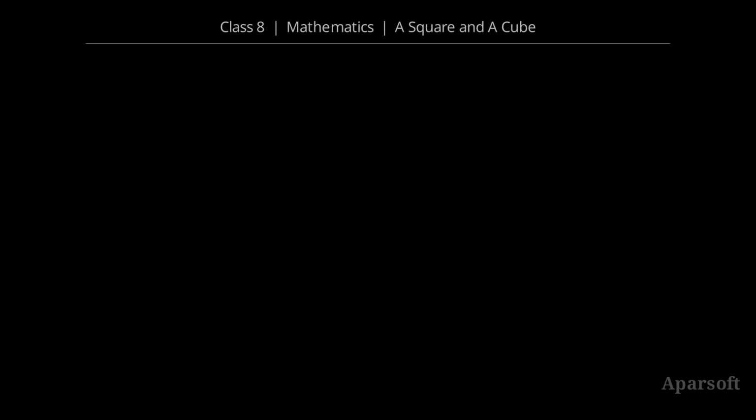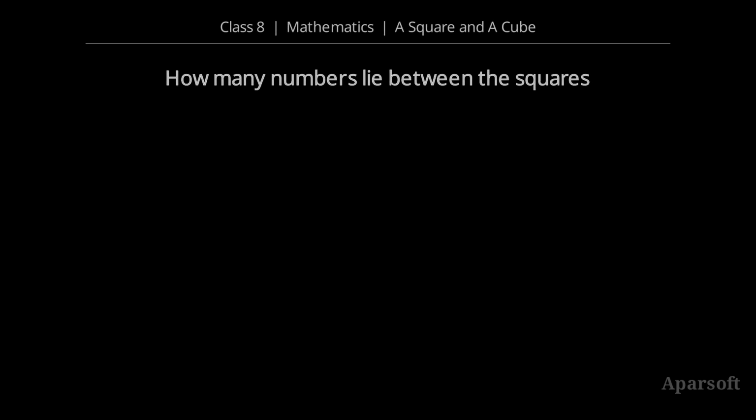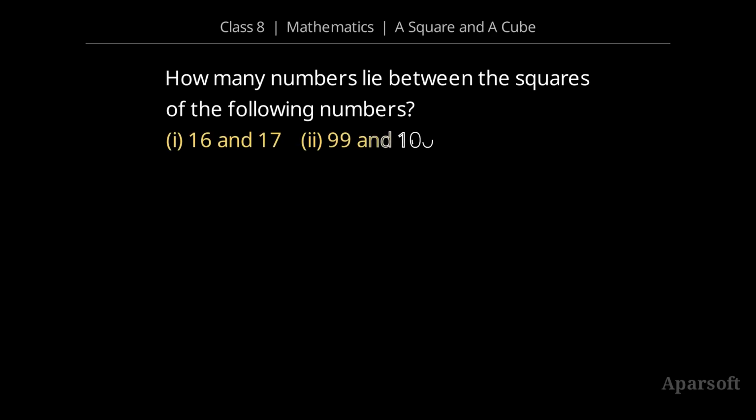Welcome to Class 8 Mathematics, Chapter A Square and A Cube. We have another question here from the book. The question is, how many numbers lie between the squares of the following numbers? Part 1, 16 and 17. Part 2, 99 and 100.